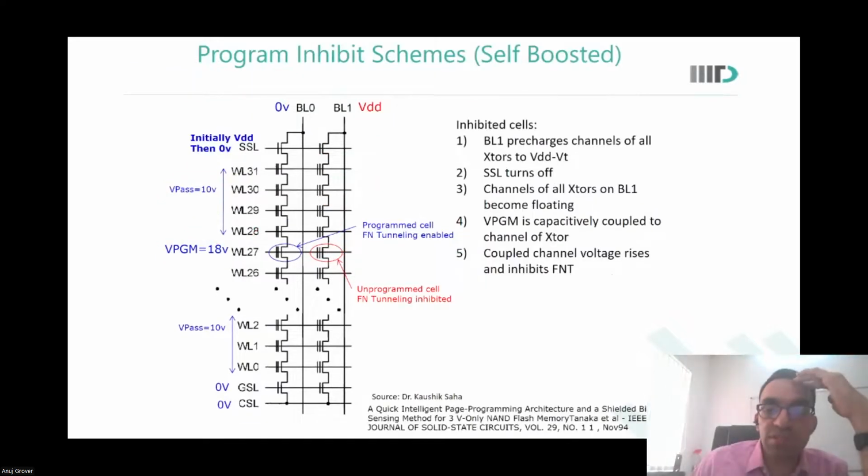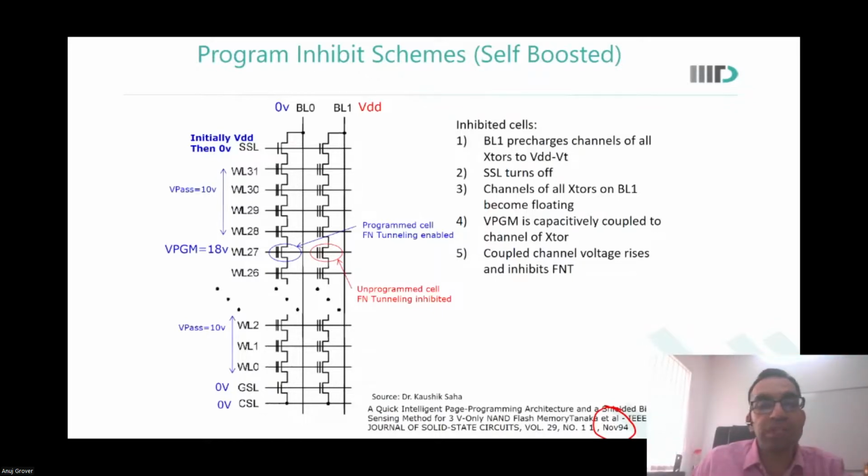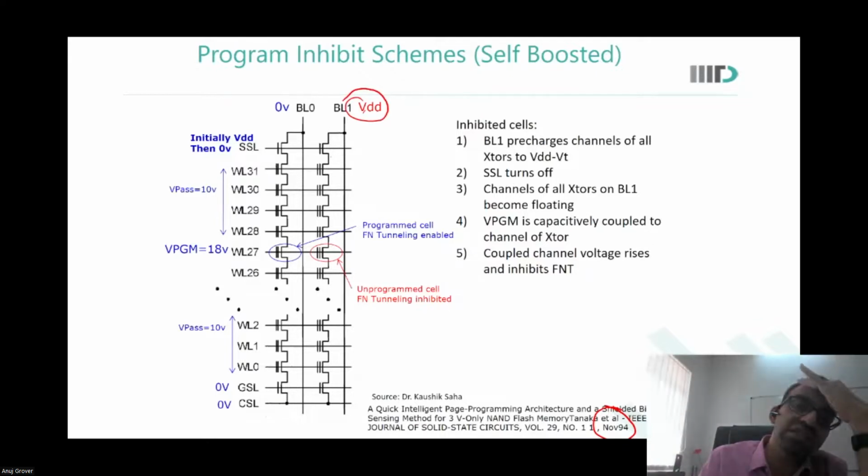So there was this paper, a very old one at that, which talked about self-boosted flash. So what happens there? First of all, BL1 precharges all transistors to VDD minus VT. And if I put this at VDD, then BL1 will precharge everything to VDD minus VT. Everywhere it will become VDD minus VT. Am I right?